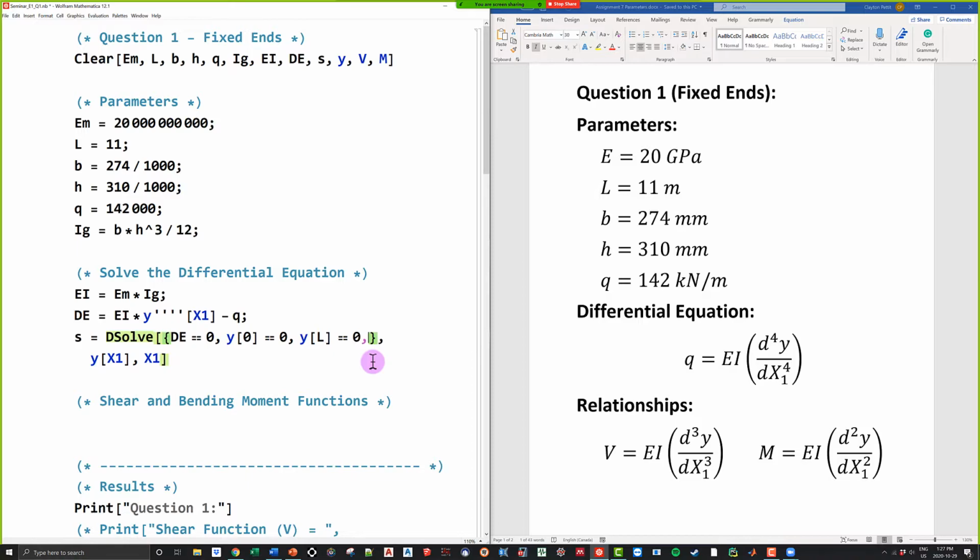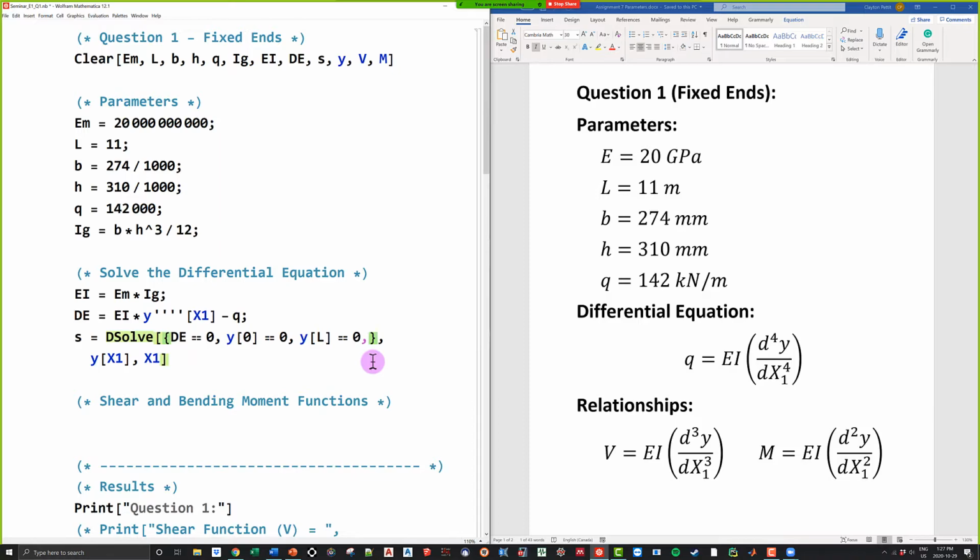For instance, if I wanted the simple case, I know that the moment at the support is going to be zero. However, for the fixed end case, we know that that moment will not be zero because there's going to be a reaction moment. However, we do know something about a fixed end case that'll make this really simple.